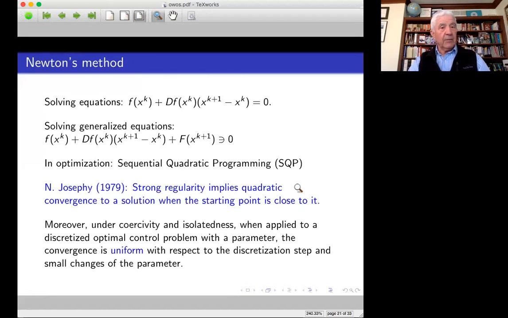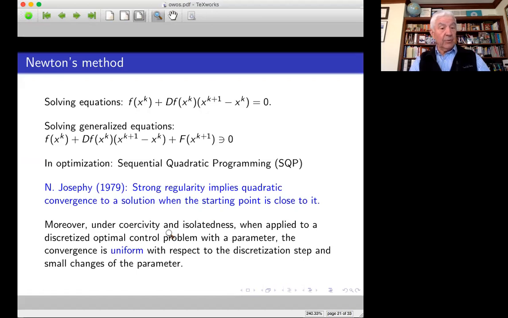Okay, Newton method. So we know the Newton method. Everybody knows this. It also can be applied to a generalized equation. It just results in this inclusion here. And in optimization, this is well known as sequential quadratic programming. In 1979, Josephy, a student of Steve Robinson, proved that strong regularity implies quadratic convergence to a solution when the starting point is close to the solution. So there is quadratic convergence under strong regularity again for the optimality system.